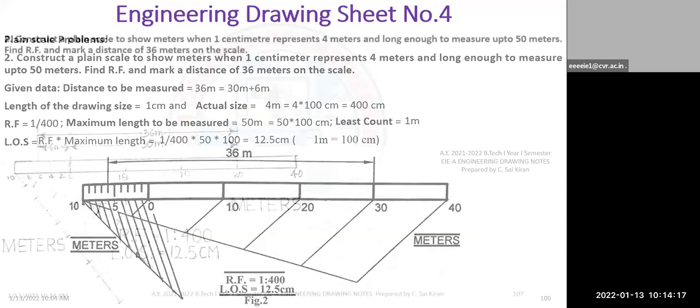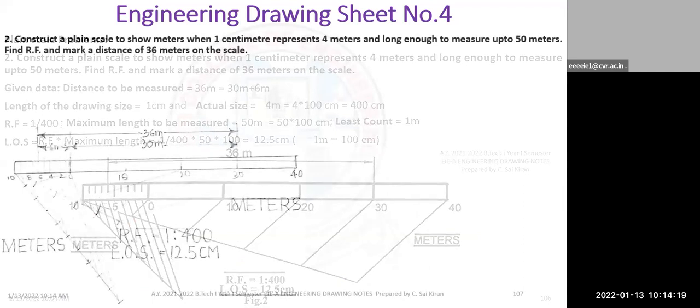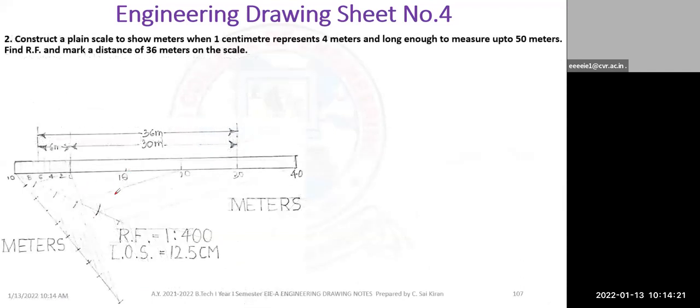And this is what your seniors have drawn. They have divided this into a total of 5 equal parts: 0, 10, 20, 30, 40. Next, they divided this one again into 10 equal parts. They took only 5 mm. So you can take 5 mm and draw this one, not a problem. The main unit is meters, the subunit is also meters. Mention the RF value, mention the LOS value. So the total is 36 meters. And this is the textbook figure.